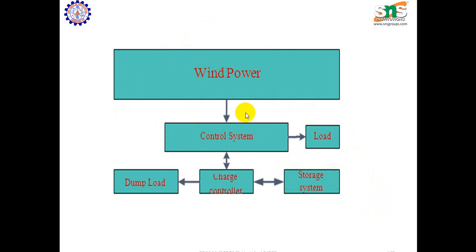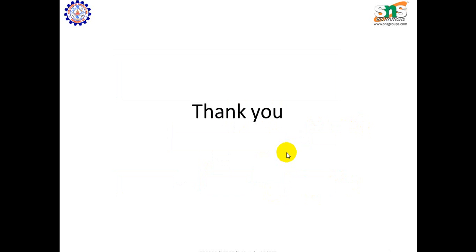Again, if the wind power is generating and the load is also full and the battery storage system is also full, the power is given to the dump load. Where there is no wind or no power, the load is again supplied from the charge system. So this is one kind of process used for the case study.